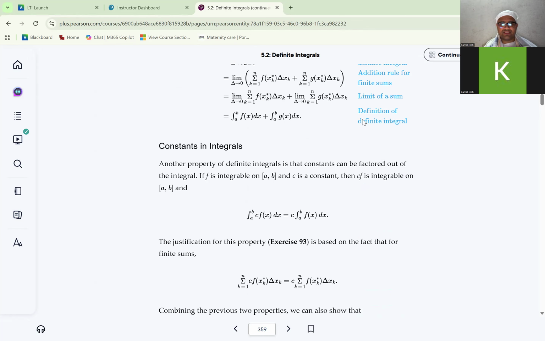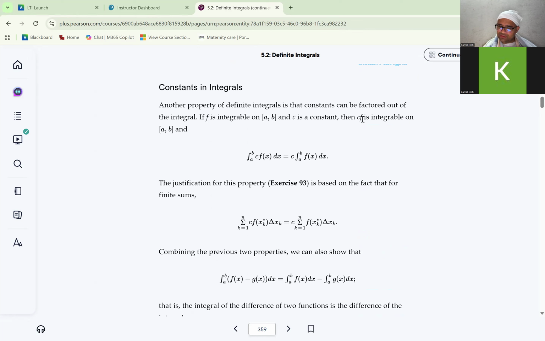Next, constants in the integrals. Some of these properties are again kind of intuitive and simple to understand. If you have a constant in your definite integral, you can take it out of the integral process and do the integral of the remaining part of the function only.